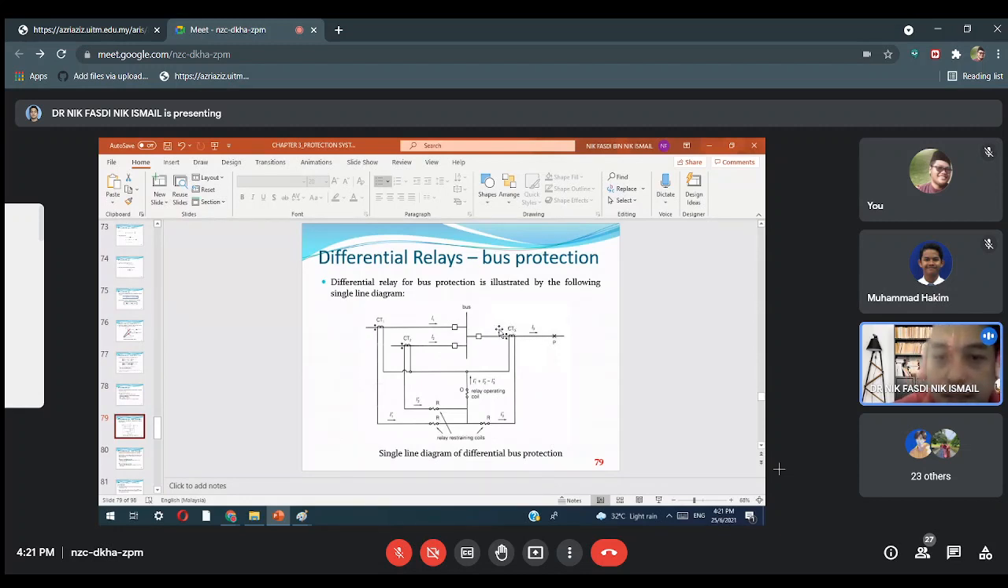So we have another CT here. What happens is that the total of I1 prime plus I2 prime minus I3 prime, in a no-fault condition, is equivalent to 0. But when there is a fault, I1 prime plus I2 prime minus I3 prime is not equivalent to 0, so it will sense the fault. The same concept, only different in the number of CTs connected with the bus. Okay. Alright.